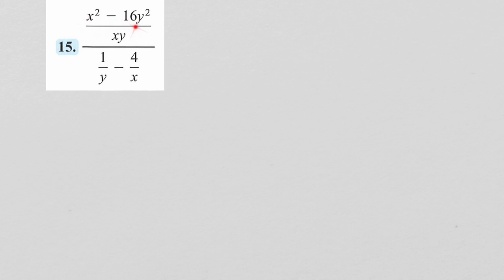Okay, here we have just a single term in the denominator, but we have multiple terms in the numerator, so I can't flip this upside down. I have to multiply every fraction, this, and this, by the LCD. And the LCD is xy.